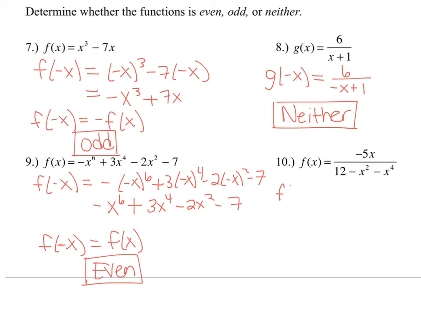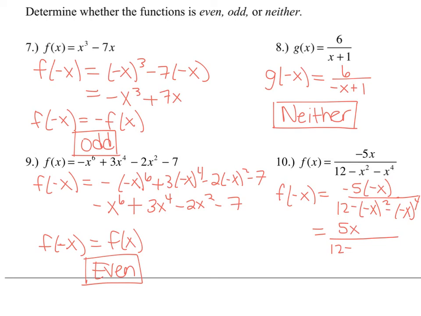Number 10. So f of x equals negative 5x divided by 12 minus x squared minus x to the fourth. Let's replace x with negative x. So in the numerator, negative 5 times negative x gives you positive 5x. In the bottom, we have 12 minus negative x squared would come out positive, minus negative x to the fourth power would also come out positive. And so we see the denominator stayed the same, but the top flipped.